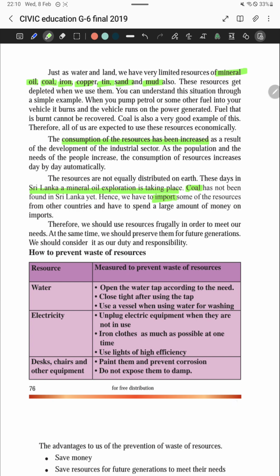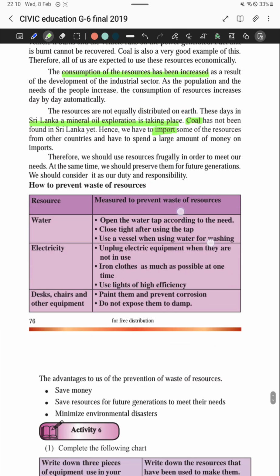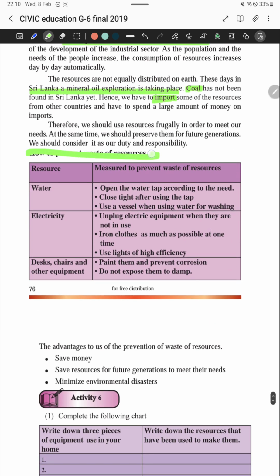Importing means taking from other countries, right? So we have to use those resources limitedly and economically, because we are paying dollars for those things to the other countries. When you are paying, your money will go back to other countries, so we have to safeguard our money also, right? So how to prevent waste of resources? How do you protect your resources, and how do you keep and store your resources without any waste, right?